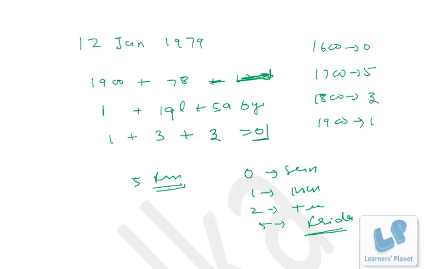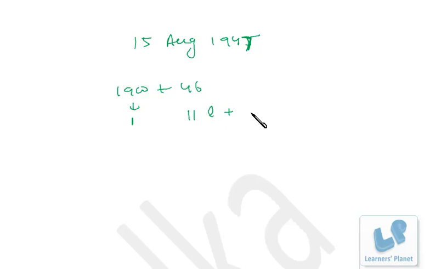Now let's take one more problem. Let's find out the day of our independence, that is 15 August 1947. That's 1900 plus 46 completed years. Remaining calculation we will take afterwards. So in 1900, one odd day is there. 46 divided by 4, 11 leap years will be there, plus 35 ordinary years will be there.